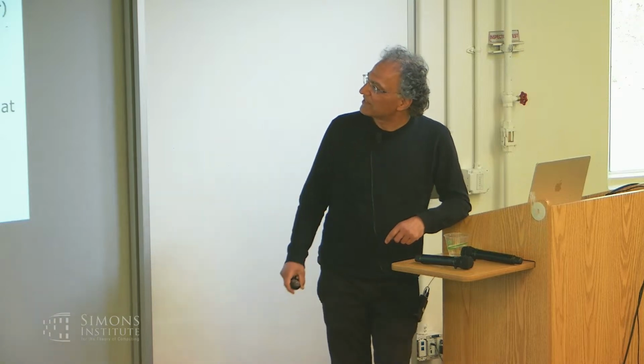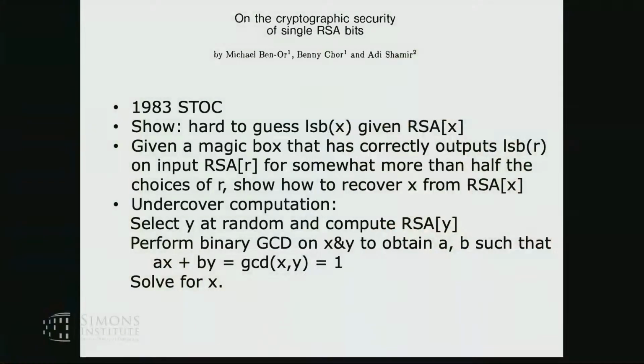There was a paper of Mickey's on the cryptographic security of RSA bits. Back in the day, it was really hard work to show cryptographic security of bits. What it showed was, given the RSA function on X, it's hard to compute a bit of X, like the least significant bit. Another way of saying it: suppose I give you a magic box that on input RSA of R, the encryption of R, correctly outputs the least significant bit of R with some probability, meaning on some of the R's it works, on some it doesn't, but more often it works than not. Can you recover X from RSA of X?